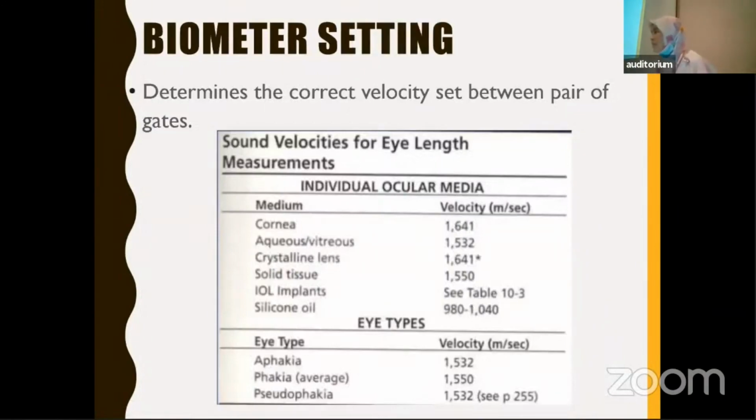Before we start measurement, make sure the settings of the biometry machine are good. Usually the supplier has already set it up accordingly, and as practitioners, we have to confirm that. This is the velocity of our eye media. So we have to confirm in the machine that they are set to the correct velocity.